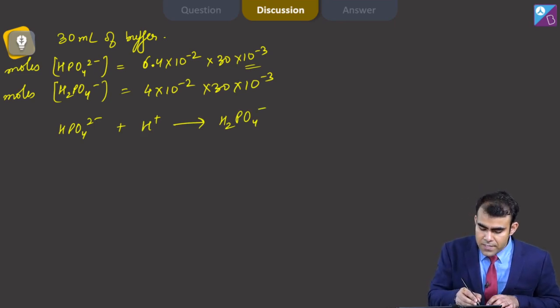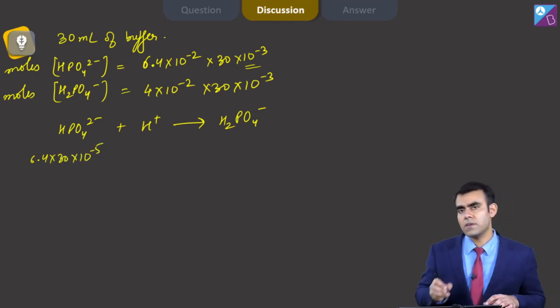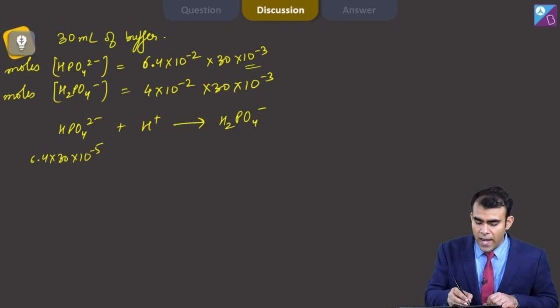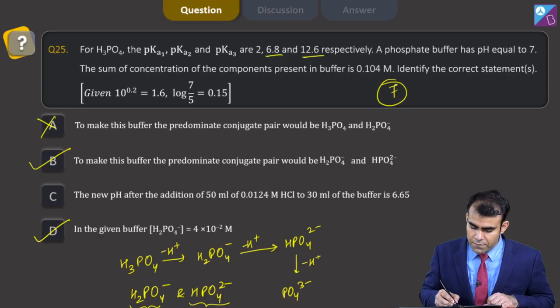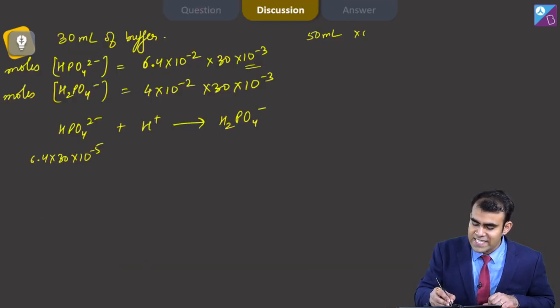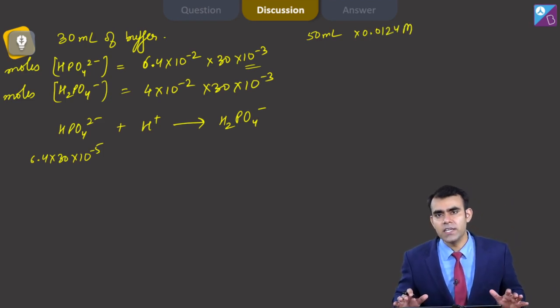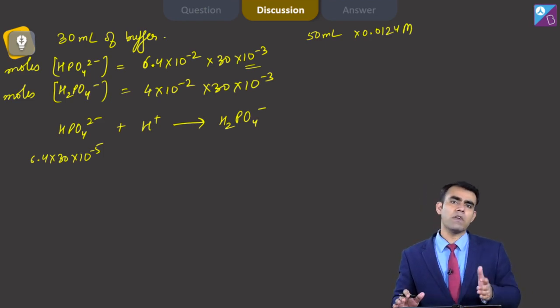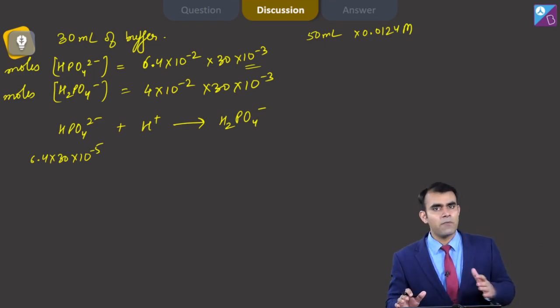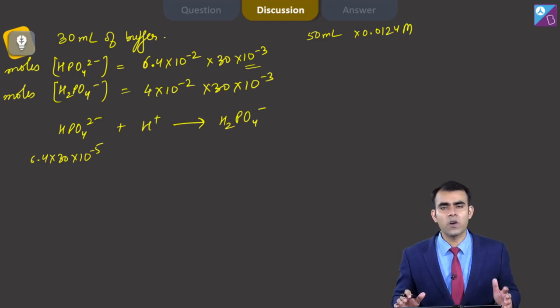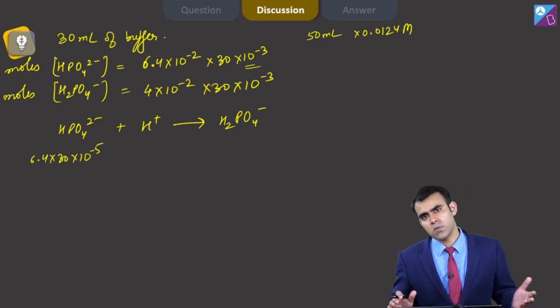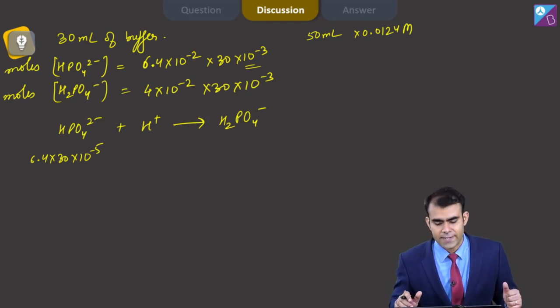Initially I have 6.4 into 30 into 10 to the power minus 5 moles of HPO4 2 minus, and I am adding 50 ml of 0.0124 molar. Yes, there is a lengthy calculation here, but in some questions in JEE also you will find such lengthy calculations. We have seen that in previous questions we do not find such lengthy calculations. So yes, in 1 or 2 questions you can see that.